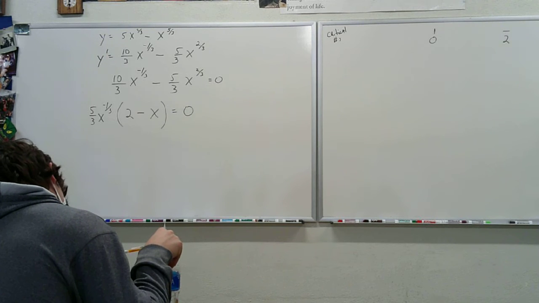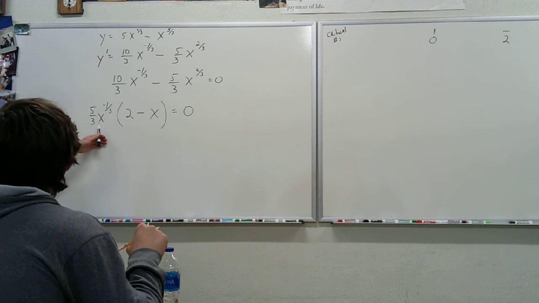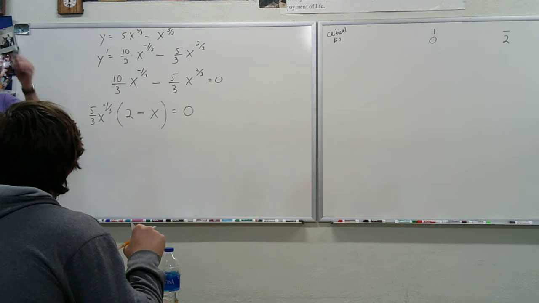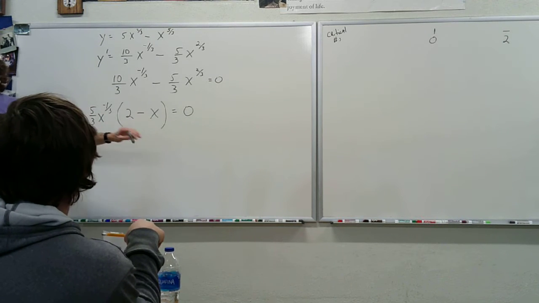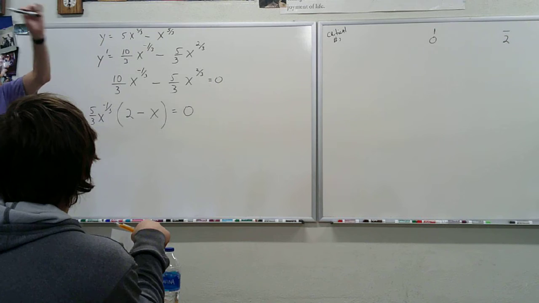Yes, ma'am? Why do you put those lines above the number? Okay, 0 made that undefined. That means the graph is going to be vertical at that moment. 2 made it what? Equal 0. That means that you're going to have a horizontal tangent at that moment.